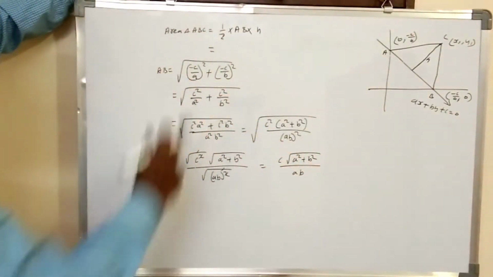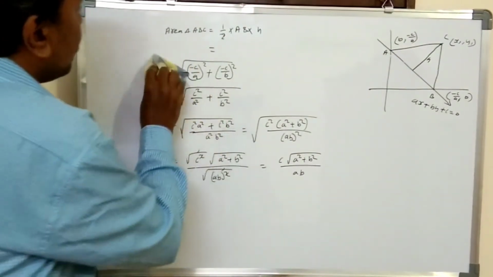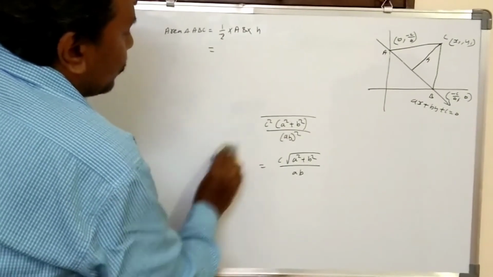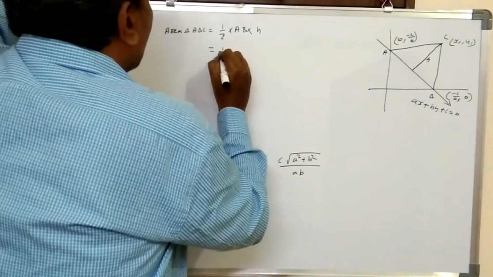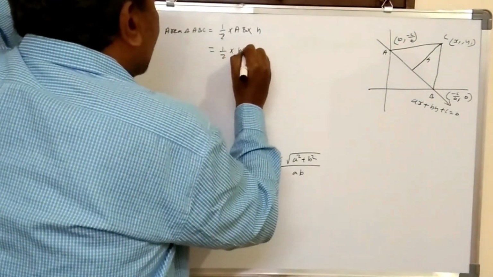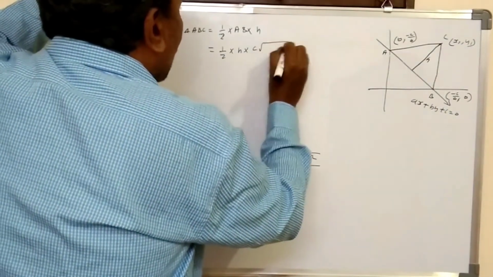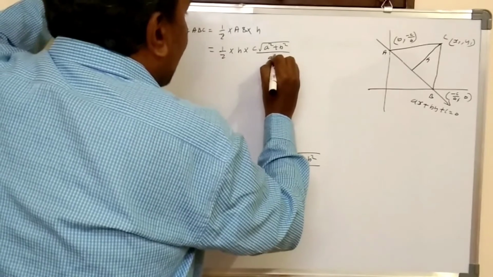So this is AB. So substitute here. So finally, area of triangle ABC is equal to half into h into, in place of AB, c square root of a square plus b square by ab.